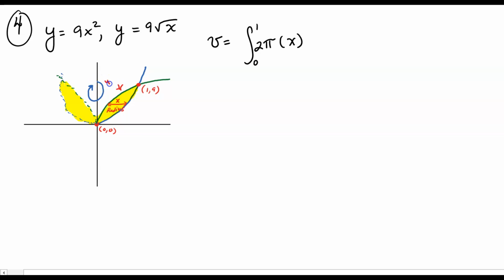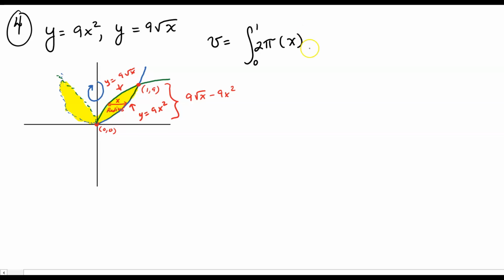So this right here was y equal 9 square root of x, and this one down here is y equal 9x squared. So the height, if you will, is going to be 9 square root of x minus 9x squared. And it looks just like that. Okay, so now we're going to write that in.